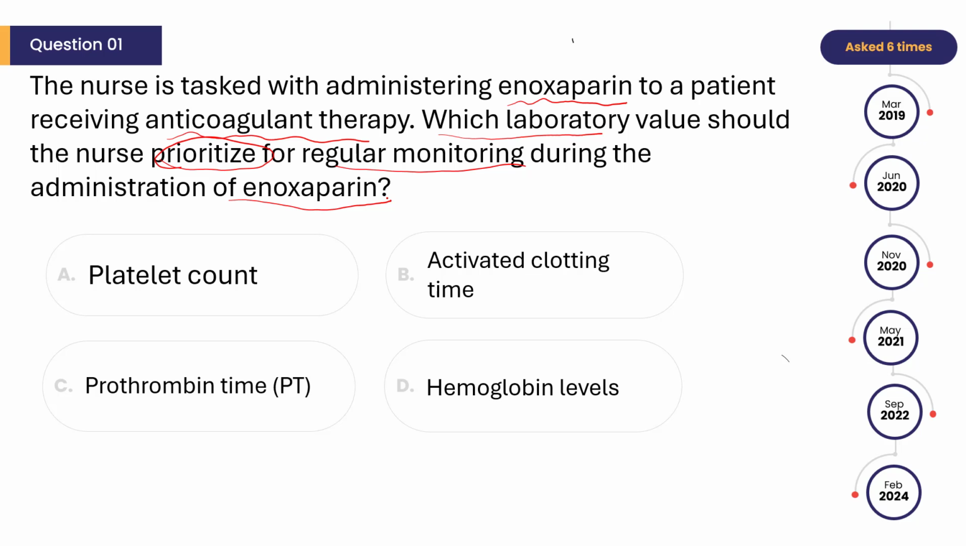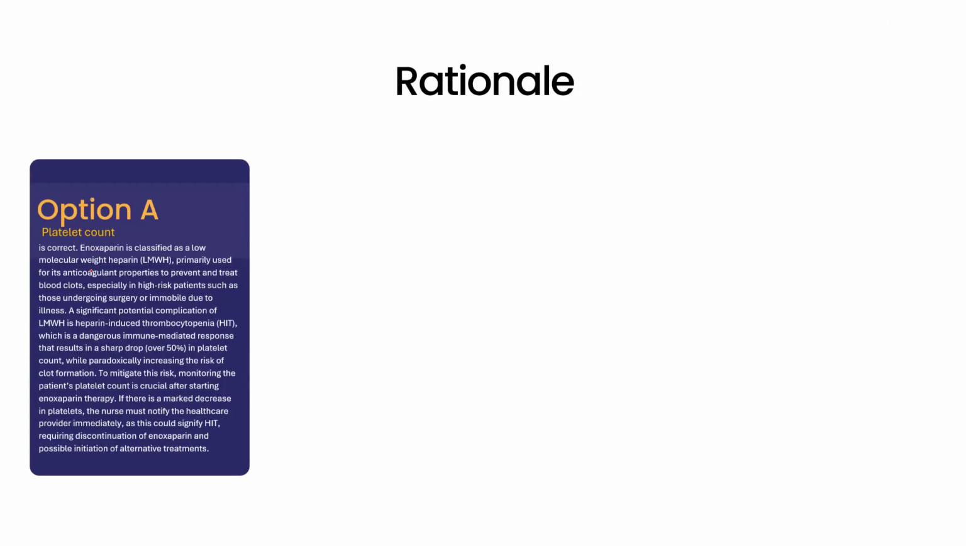Correct answer. A. Platelet count. A is correct. Enoxaparin is classified as a low molecular weight heparin, primarily used for its anticoagulant properties to prevent and treat blood clots, especially in high-risk patients, such as those undergoing surgery or immobile due to illness.